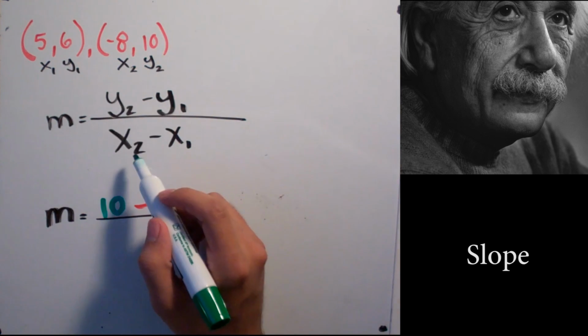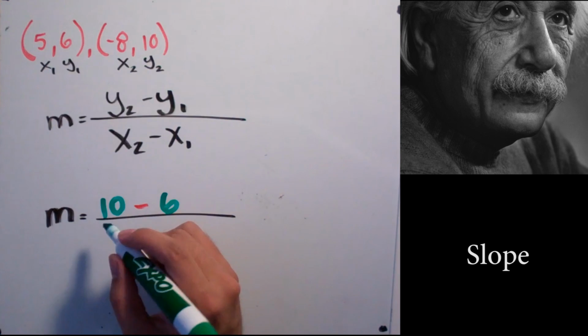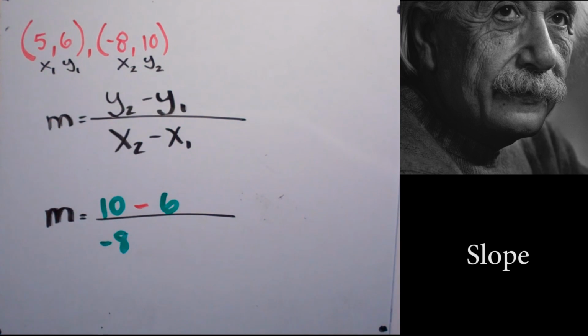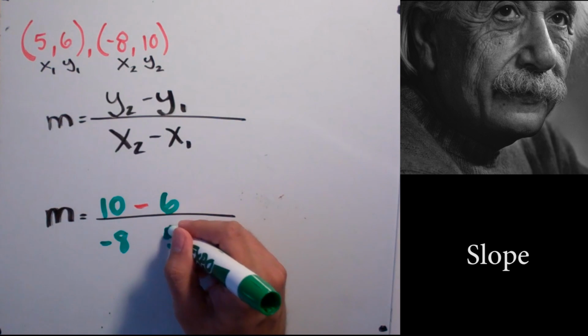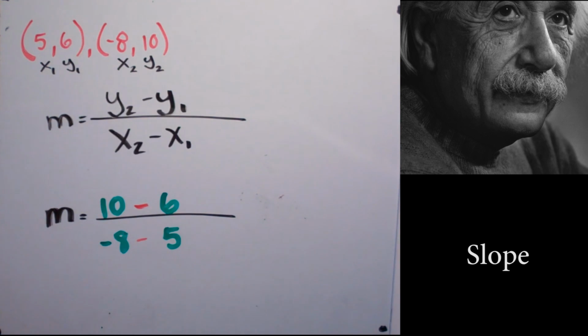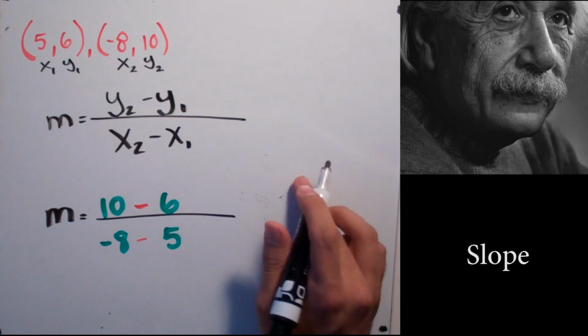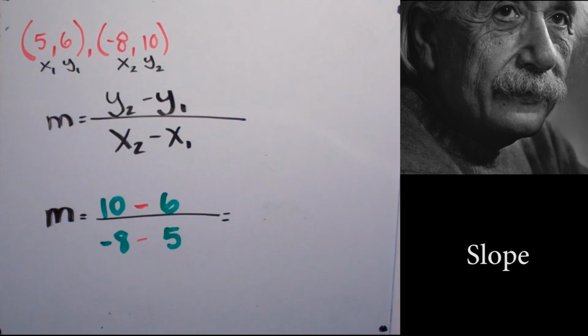Now for the bottom, x2, well, looking at this, x2 is right over there. It's negative 8. I'm gonna put x1. My first x was 5. And again, I'm going to subtract these. With this, you have to just simplify them. Setting up the problem is really, really important.